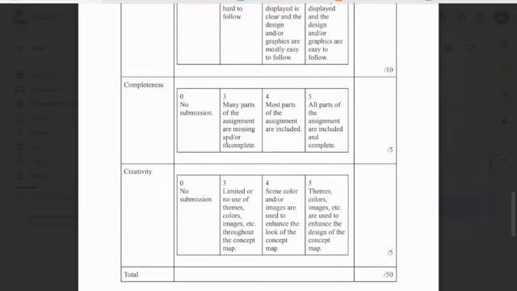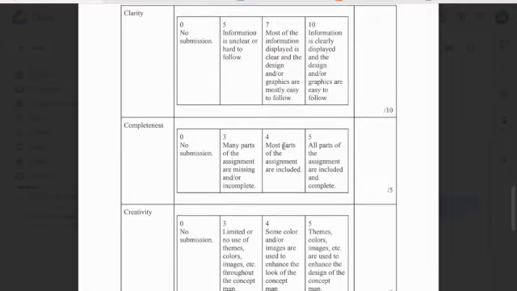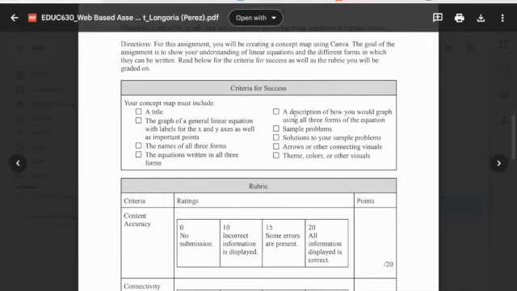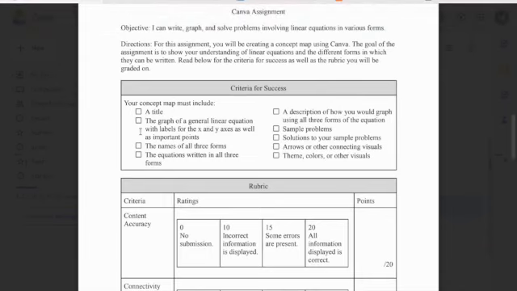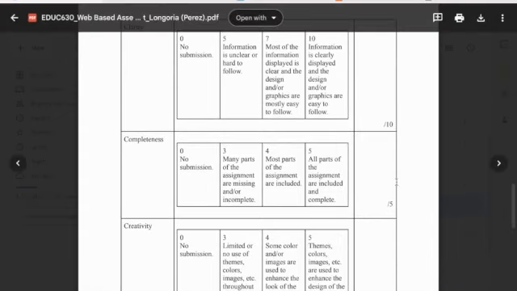Completeness. So 0, again, no submission. 3, many parts of the assignment are missing or incomplete. 4, most parts of the assignment are included. So basically this goes back up to the criteria for success. And I left it as a kind of like a checklist. So make sure you're hitting all of these boxes so that you can get full points on completeness.